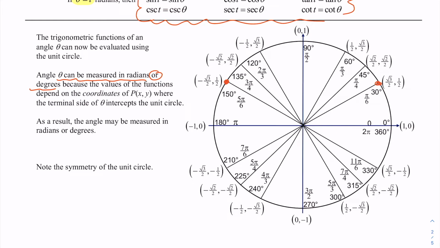I want you to note the symmetry of this unit circle. And keep in mind that every single point on this unit circle satisfies x squared plus y squared equals 1. So we could actually, with this point, say 1/2 squared plus root 3 over 2 squared is equal to 1/4 plus 3/4, and it's equal to 1. And that is for every single point, even the points on the x-axis, even the points on the y-axis.